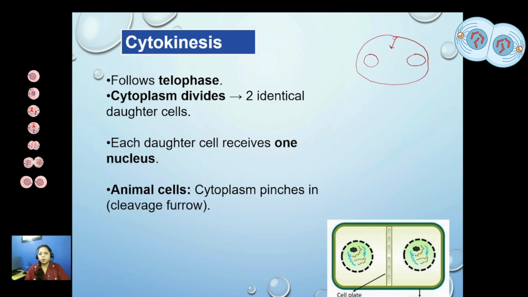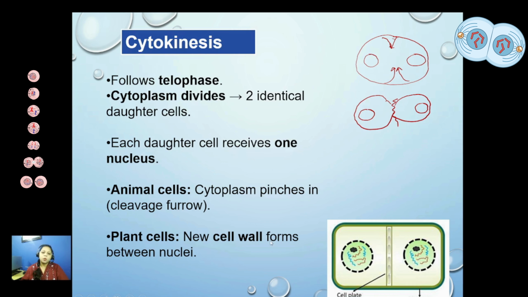Now it starts to pinch from here and here, and this is called the cleavage furrow. And from this cleavage furrow they are going to divide into two cells.